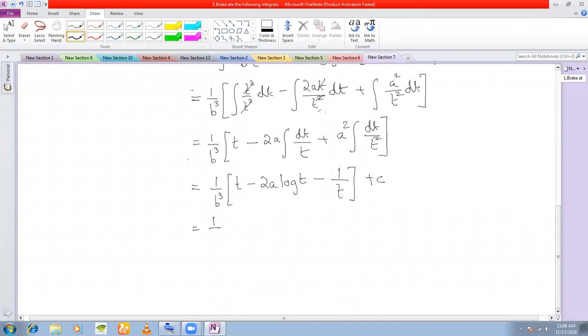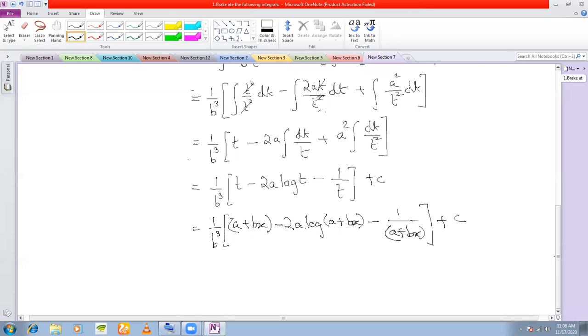So you get 1 by b cube, a plus bx minus 2a log a plus bx minus 1 by a plus bx. That's it. This is your solution. This is the required integral.